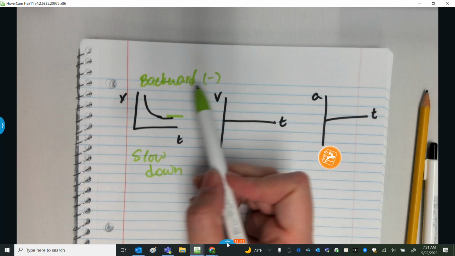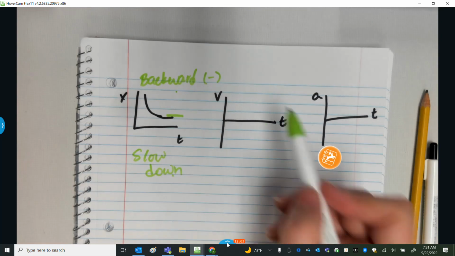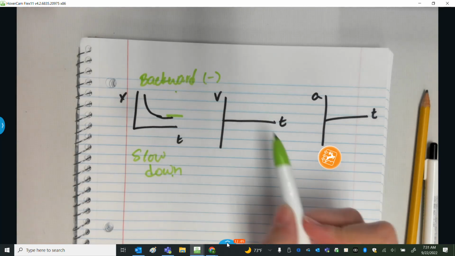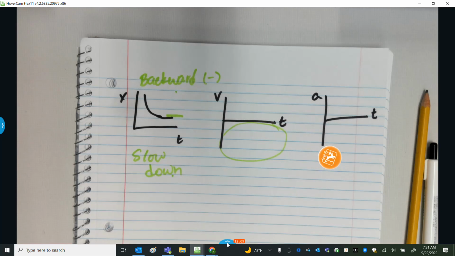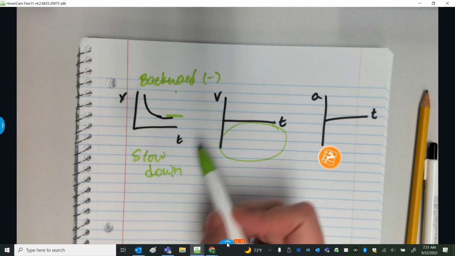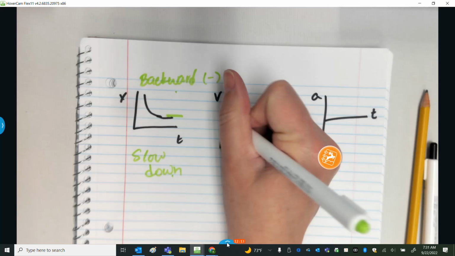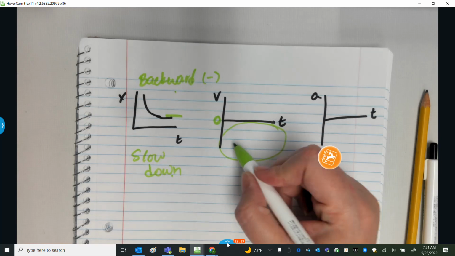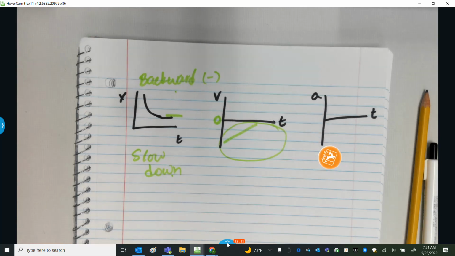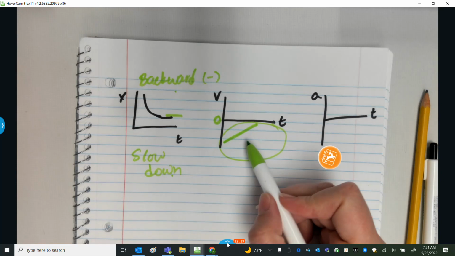So if I want to show something that's moving backwards and slowing down on a VT graph, all backwards motion is down here. Okay, so it has to be down there. Okay, and if I want to show slowing down, I need it to get closer to 0, because if I get to 0, I have stopped. So as you approach 0, you slow down. Therefore, it would look something like that. Okay, something like that in the negative region, getting closer to 0. Okay, now if you didn't have that, you probably have this wrong.